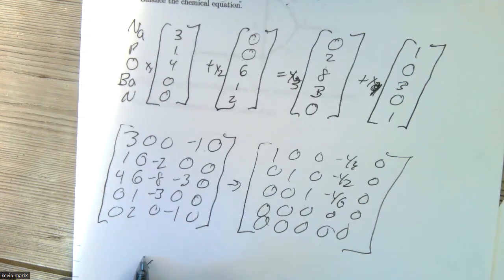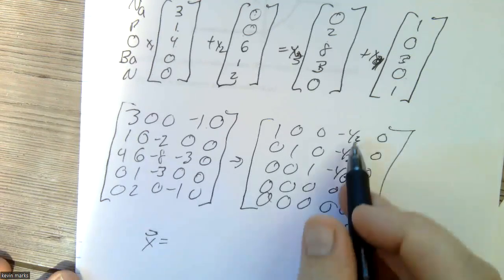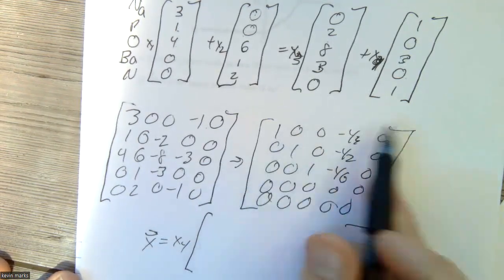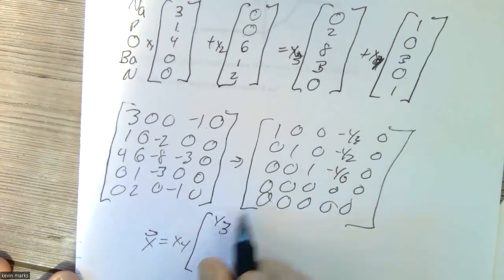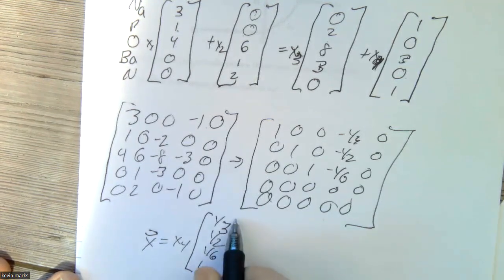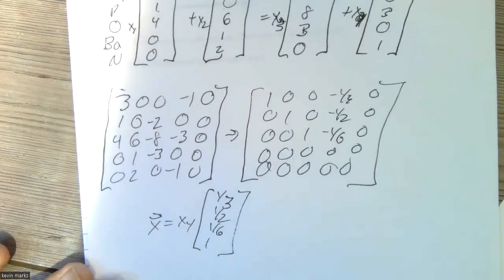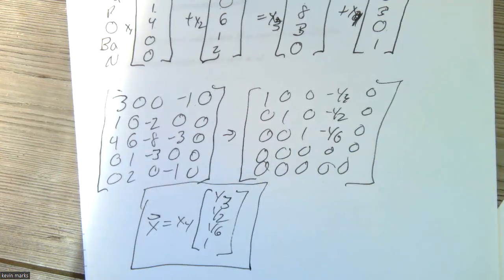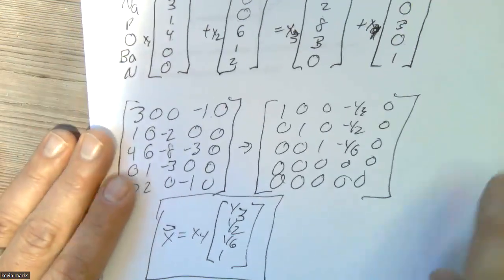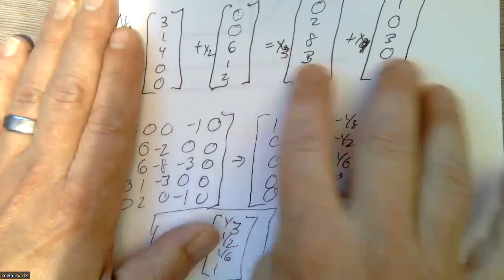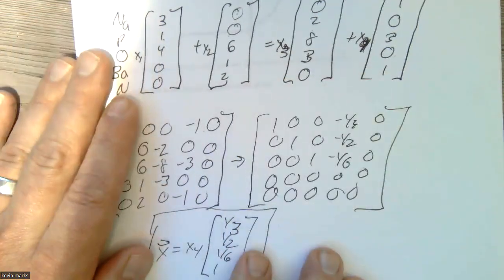Or basically, I can set up my solution vector as some multiple of X4, where X1 would need 1/3 of it, X2 would need a half of it, X3 would need a sixth of it, and then X4 clearly needs itself, right? So technically, that would be the solution. Now here's the thing. What did we just do here? This would be all of the solutions to this vector equation. There's infinitely many of them.